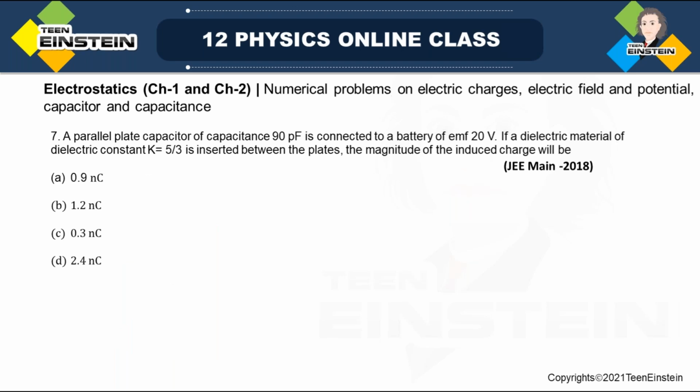Now this is a problem from parallel plate capacitors. We can read this problem. The problem states that a parallel plate capacitor of capacitance 90 picofarad is connected to a battery of 20 volt. I'm just trying to draw. Let me draw in the middle.